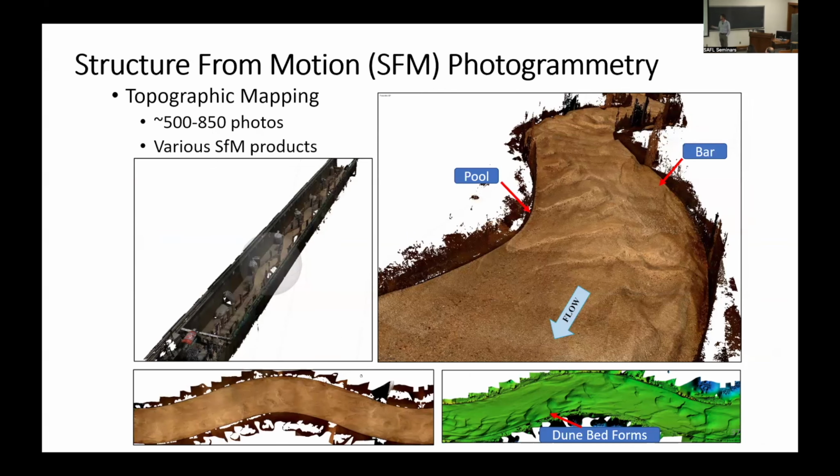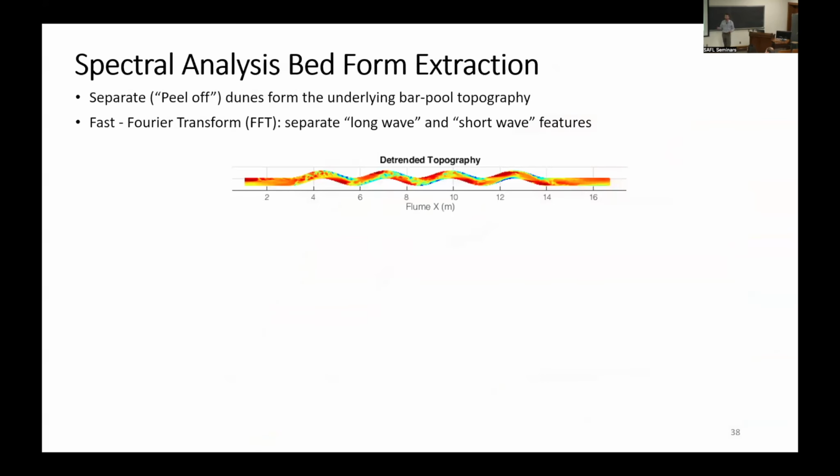Okay, this is an example structure from motion point cloud that David collected. These data were especially important for this experiment because we tried to use it to get, if not grain size, at least patterns of sorting on the bed, which I'll talk about. So David collected between 500 and 850 photos at the end of each day, and then we would use Metashape to produce these various structure from motion products. And from the topography, you could see different scales of bed forms that would develop during the experiment, which we wanted to separate from one another.